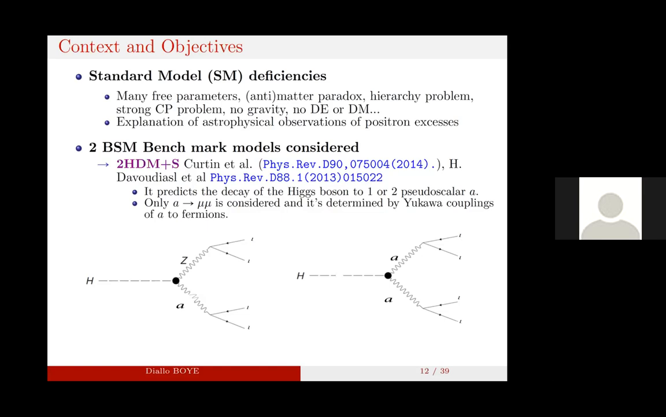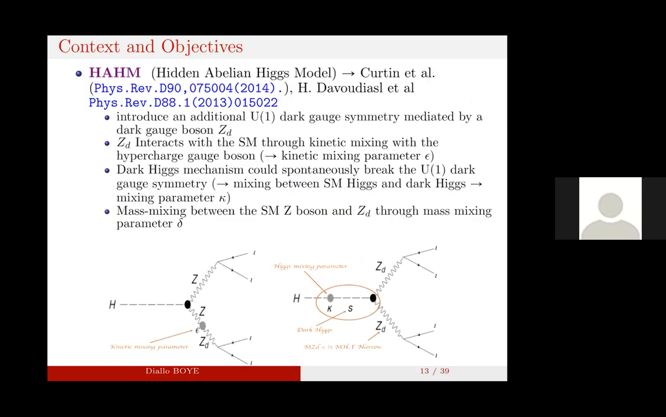So in this benchmark model, it predicts some pseudo-scalar that we call A or a ZDAC. And these two particles could be candidates for dark matter particles. And so, the two HDM plus S model and the HAHM model, which is the hidden abelian Higgs model from Curtin and also from Human, who is at BNL.